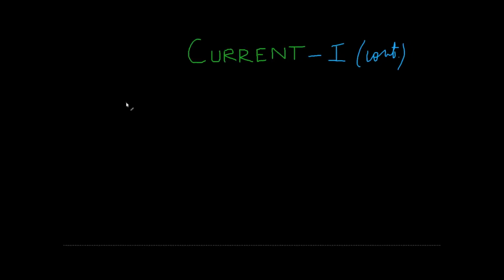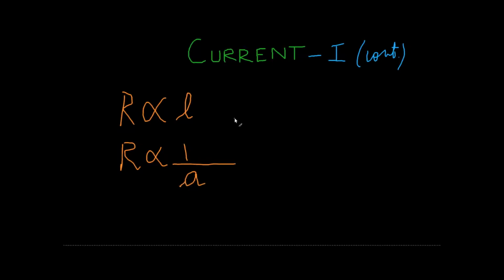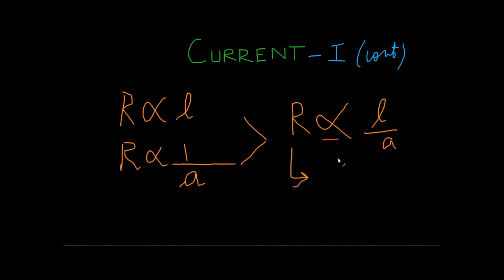So guys, as I told you in the last tutorial, resistance is directly proportional to the length. Resistance is also inversely proportional to the area. Now if I combine these two, then I get that resistance is directly proportional to L by A. So as I told you in the last tutorial, whenever you want to remove the proportionality sign, you just insert a proportionality constant. So R is equal to rho L by A.